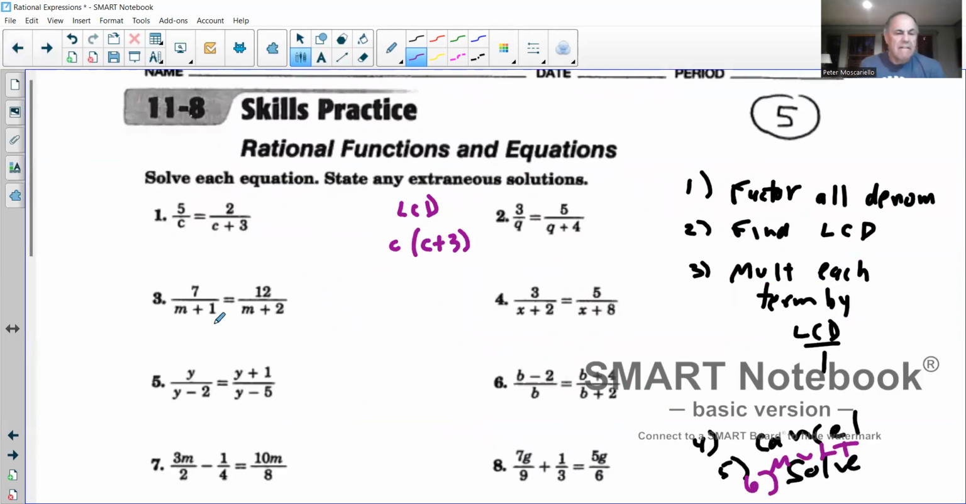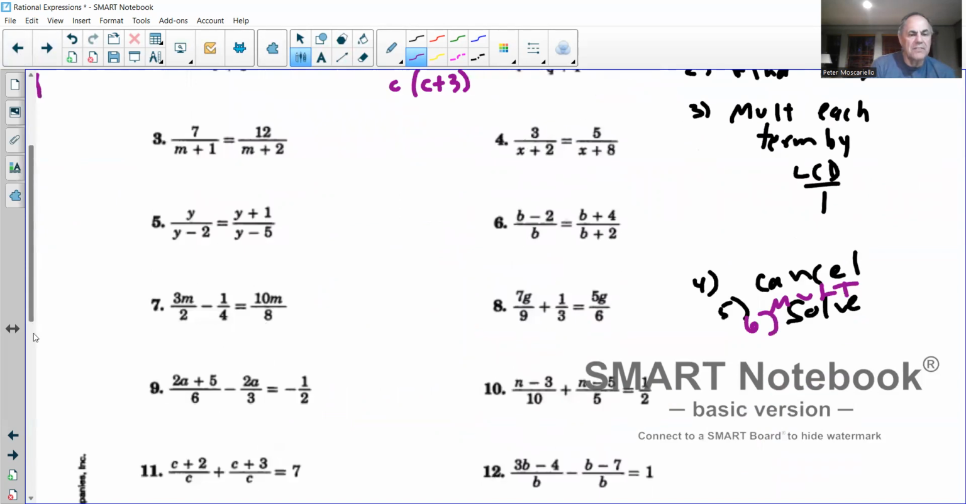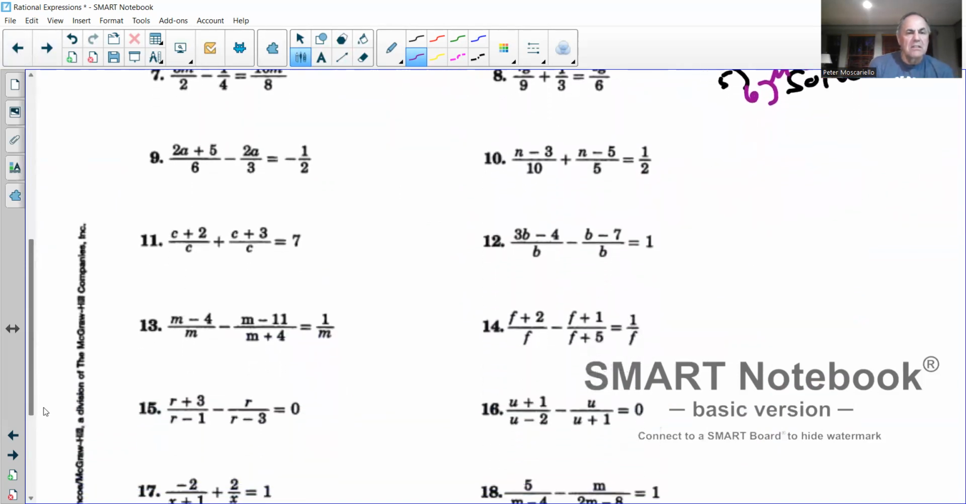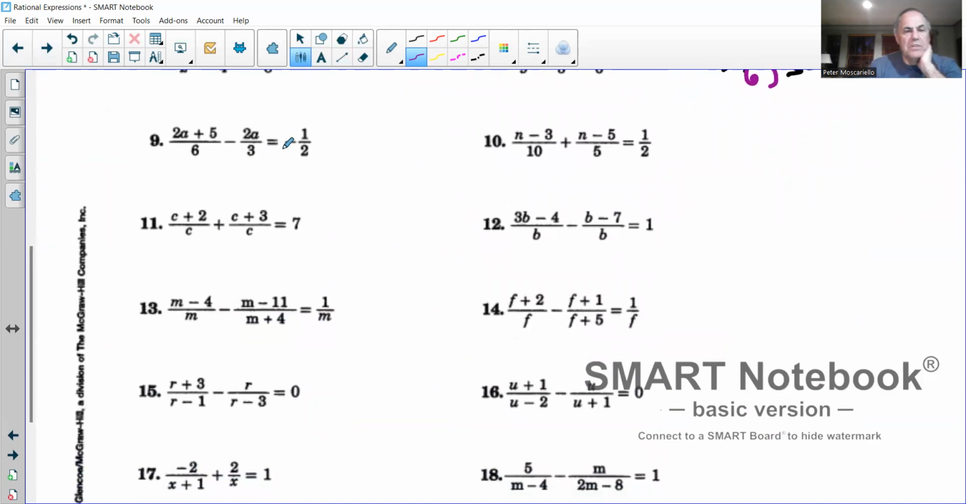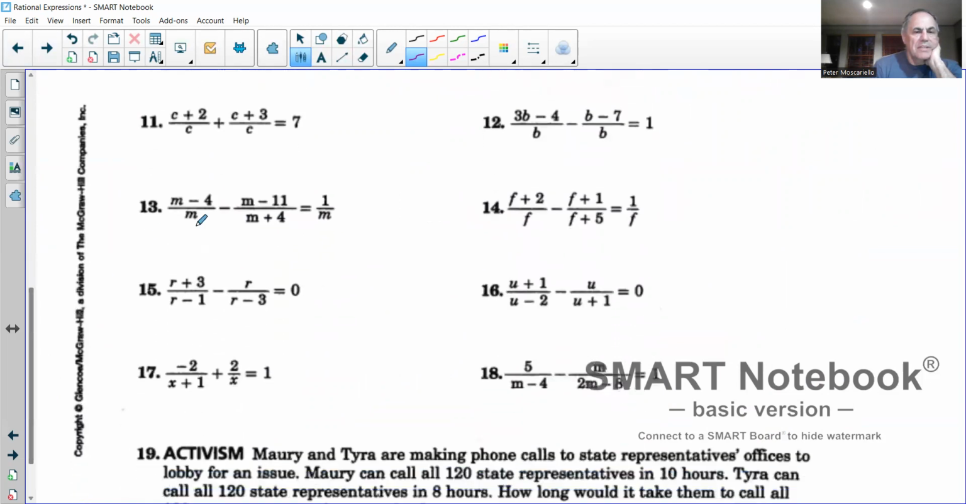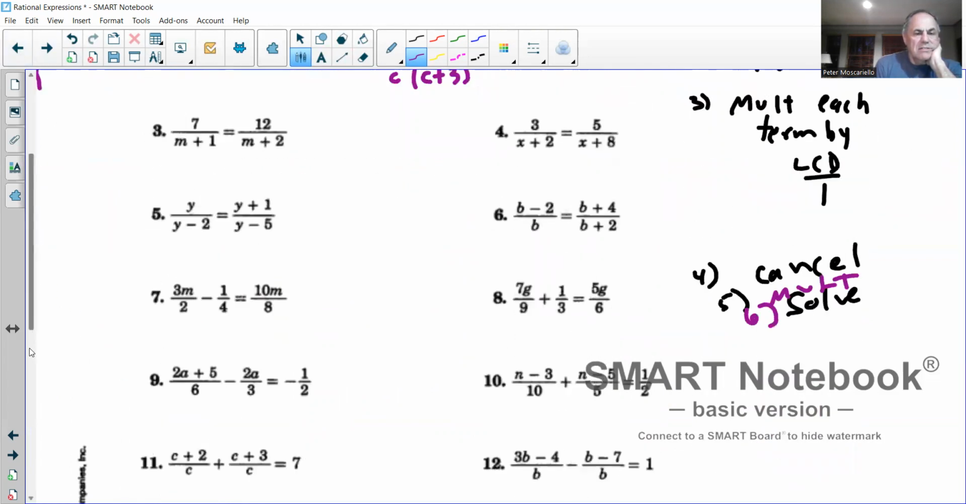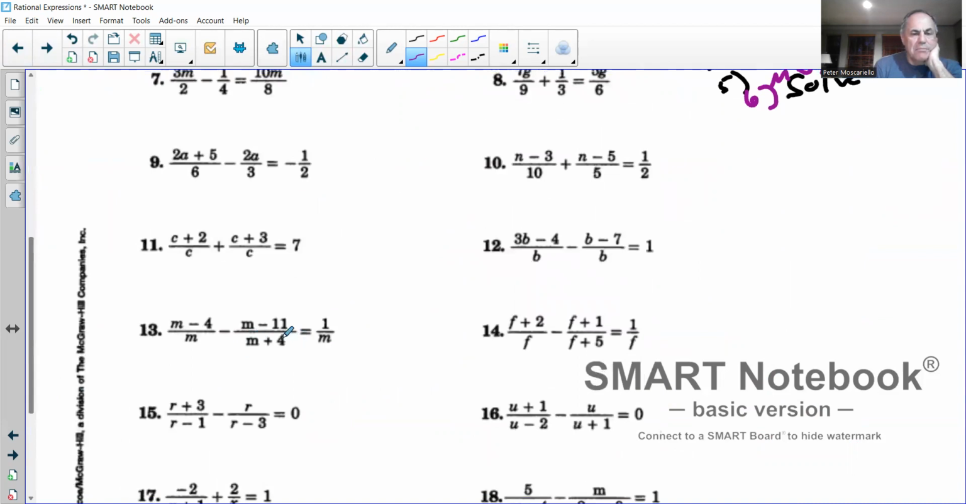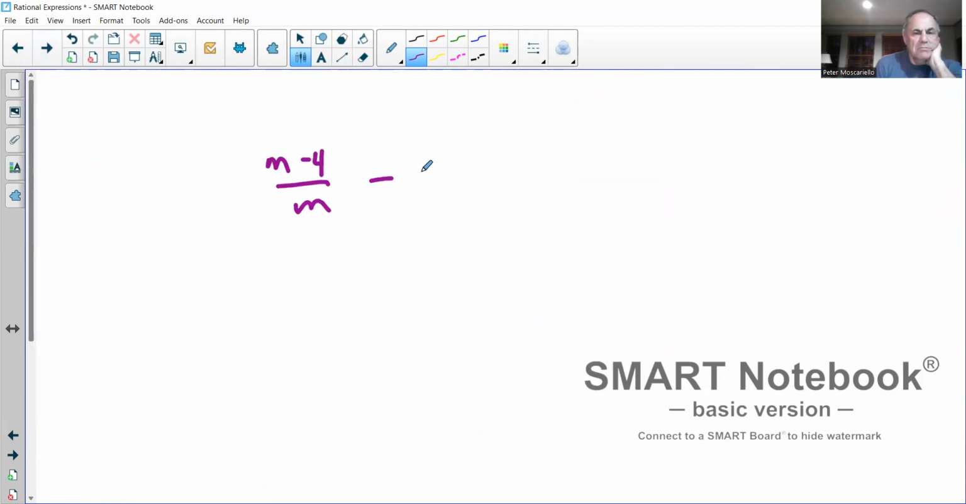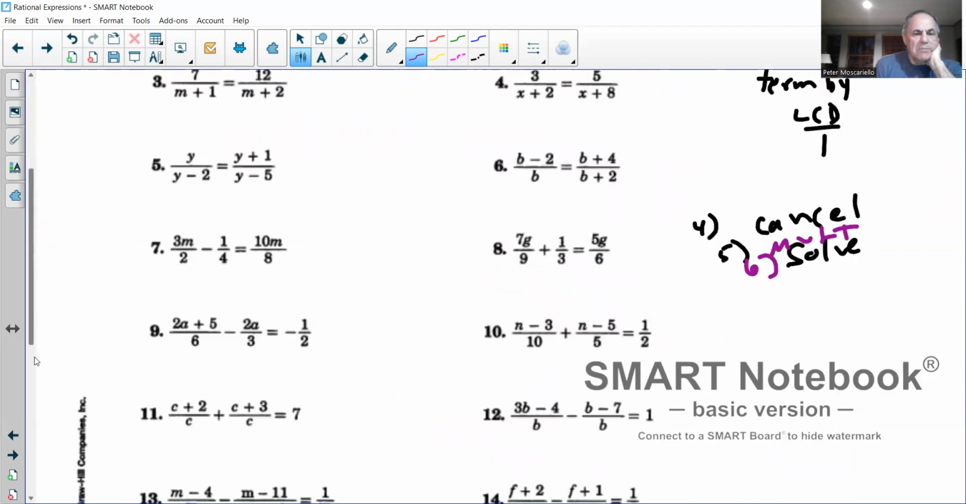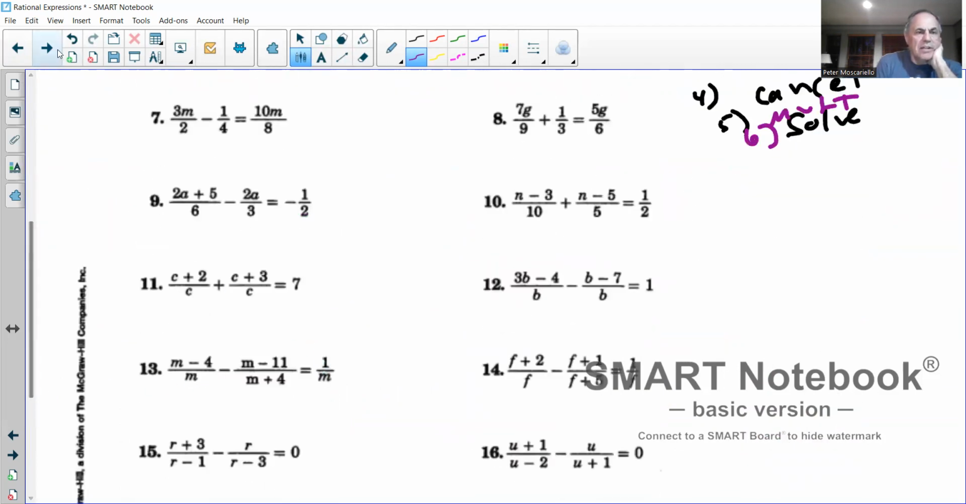Okay, what else we got here? More of the same, more of the same. Is any of this any different? Well, number 9, we have 3 terms. So let's try, now it's not try 9. Let's try 13. I like that better. M minus 4 over M minus M minus 11 over M plus 4 equals 1 over M.